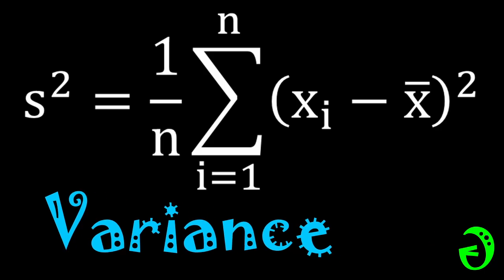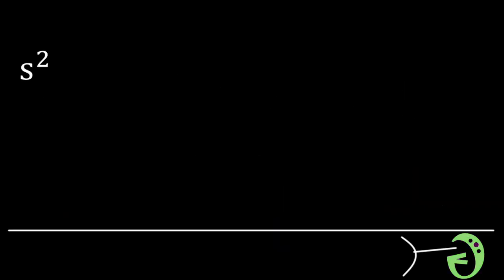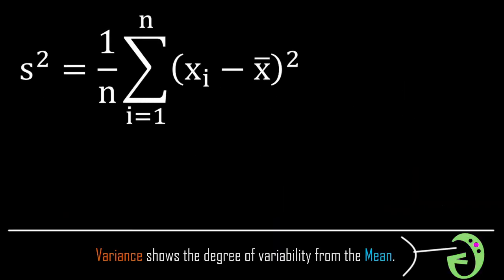Variance. Example. Variance shows the degree of variability from the mean.